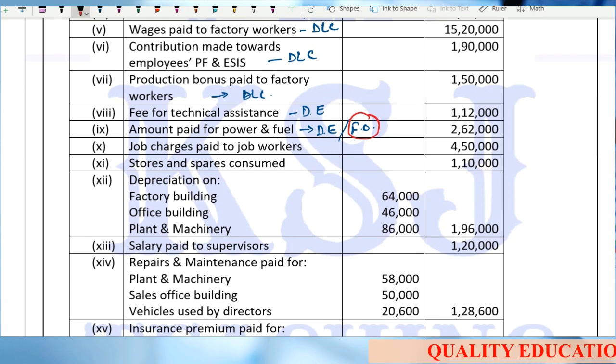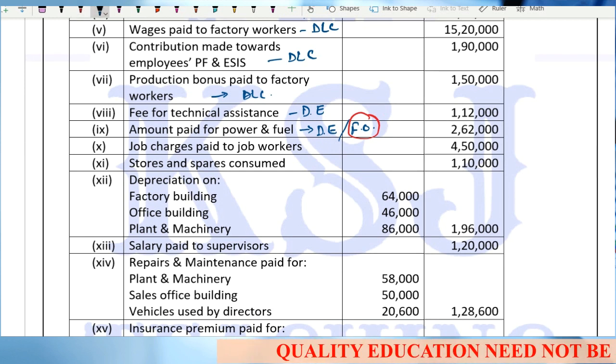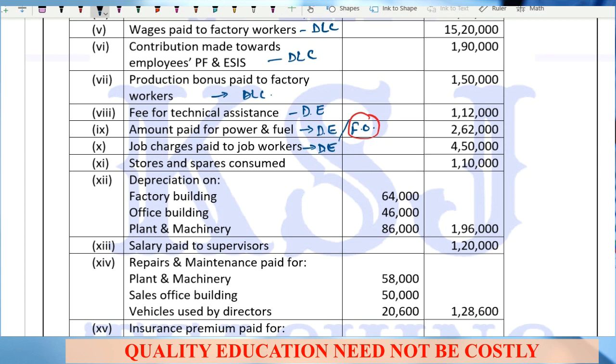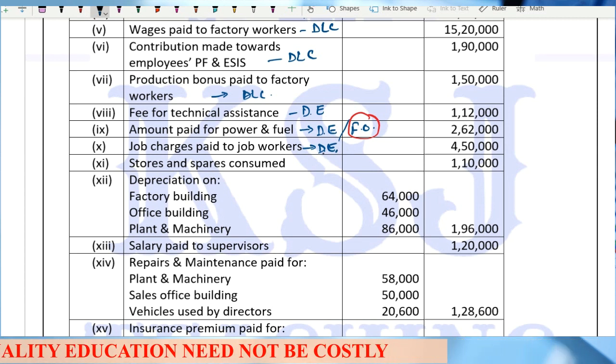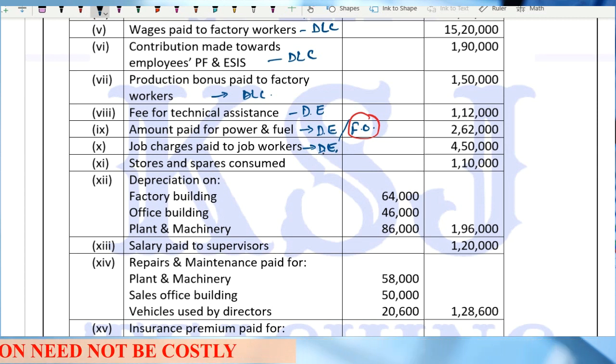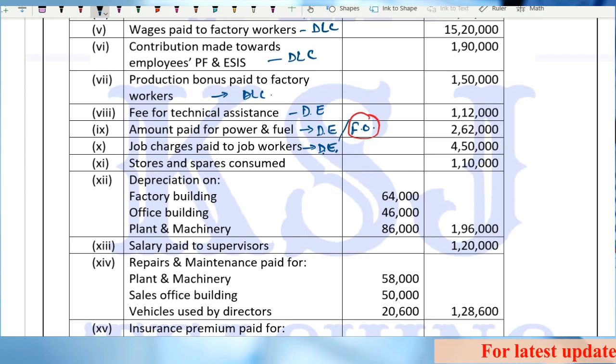Right? Then job charges paid to the job worker, it is a direct expense, because normally what happens is with the job workers, we are fixing the rate on the basis of per piece. Right, that you will do the job work on these many pieces and we will pay you this much amount per piece. So it can be taken as a direct expense. That is pretty much logical, right?